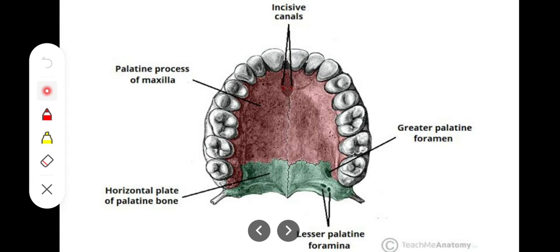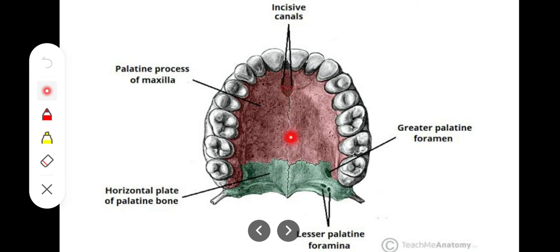Then posteriorly we have two other bones. This is forming the anterior two third of the anterior part of Norma Basalis, and this is forming the posterior one third of the anterior part of Norma Basalis, and these are the horizontal plates of the palatine bones. Okay, and these are connected with the interpalatine suture.